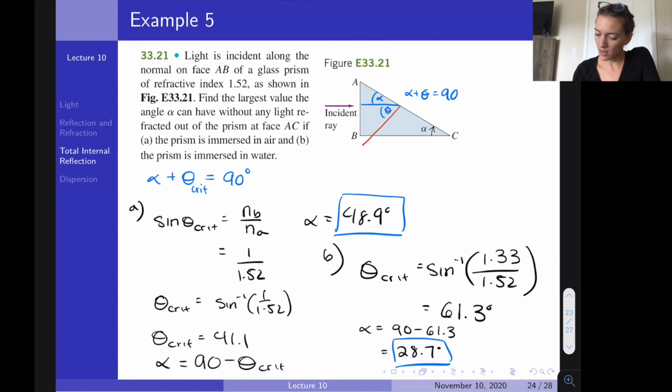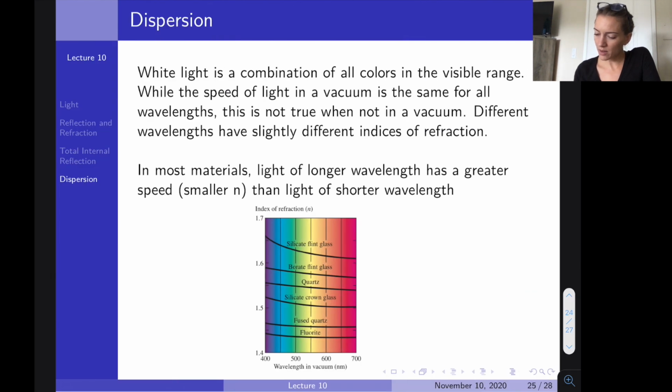Okay, so that's this problem. So now let's just talk briefly about dispersion. Previously, when we had a light wave entering some medium, we were assuming that all of the wavelengths of light get bent the same amount. But that's actually not true. Typically, for different wavelengths of light, depending on their wavelength, they get bent differently.